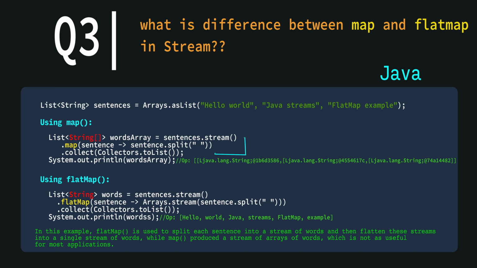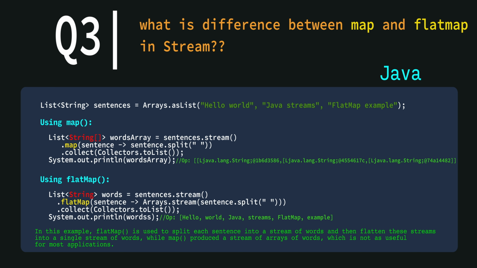So now when you try to print the collected list, it printed a list of string arrays, because whenever you split a string using split, it always returns an array. So our resultant list, that is the words array, contains a list of arrays. That is what it's printing instead of the plain strings.